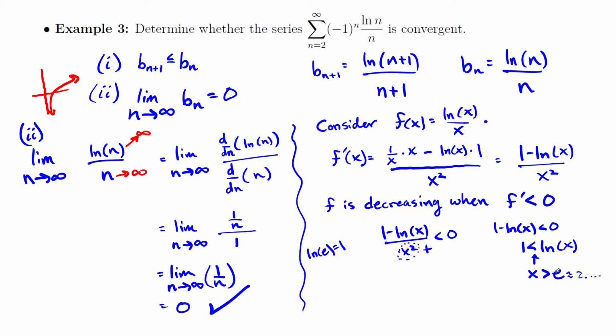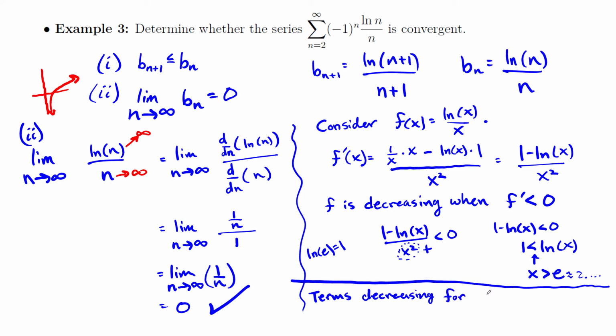In other words, because x greater than e makes our function decreasing, we can say that the terms are decreasing for n greater than or equal to 3, right? So what we see is that, yes, in fact, this property does hold here for all n greater than or equal to 3. So that means condition number 1 checks out. And so the series converges.